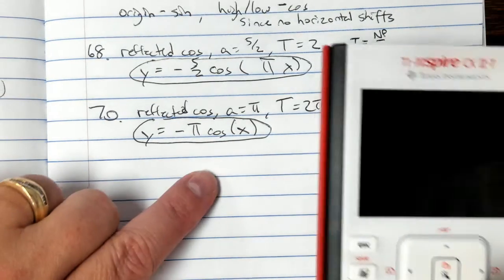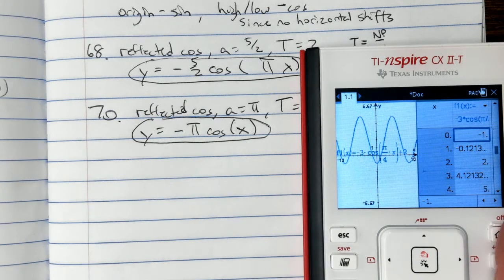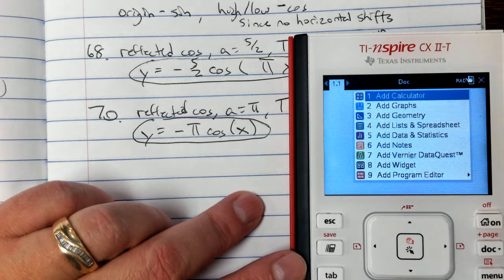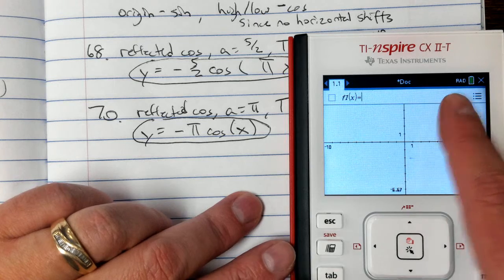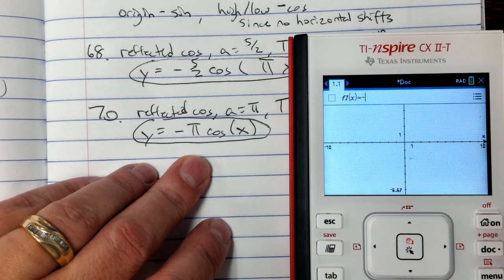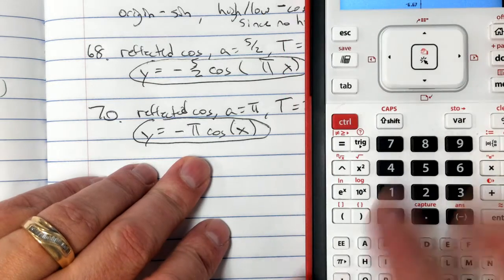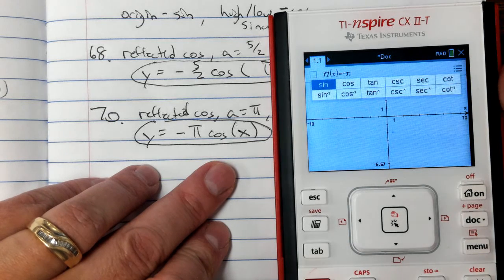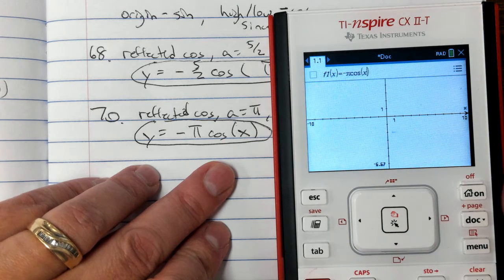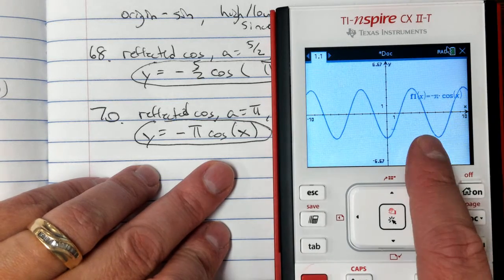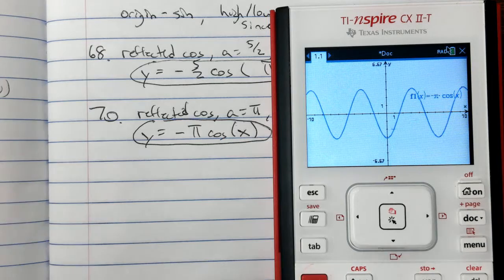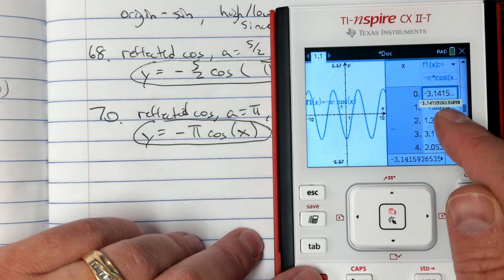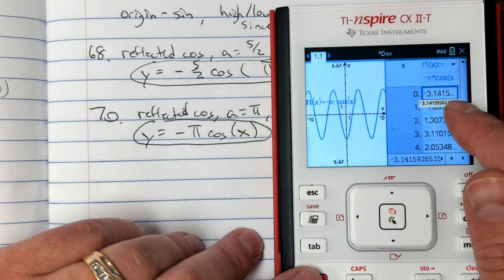Remember, like before, if you want to graph these on the calculator to compare, you can. So again, make sure you're in radian mode, and we think the answer is negative pi. Remember, you can press the pi button there. Negative pi cosine. So we press the trig button, go cosine x, and it looks like this. Control T for table. It's 0, negative 3.14, so that's negative pi.